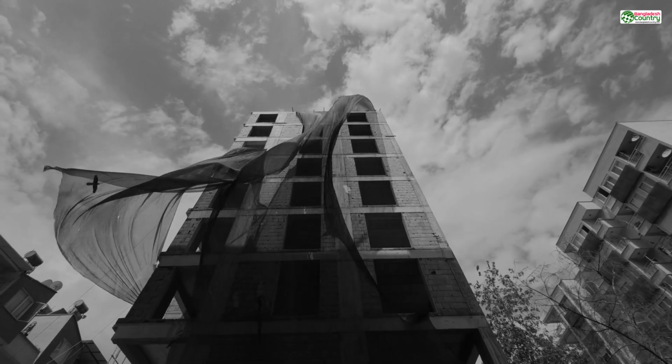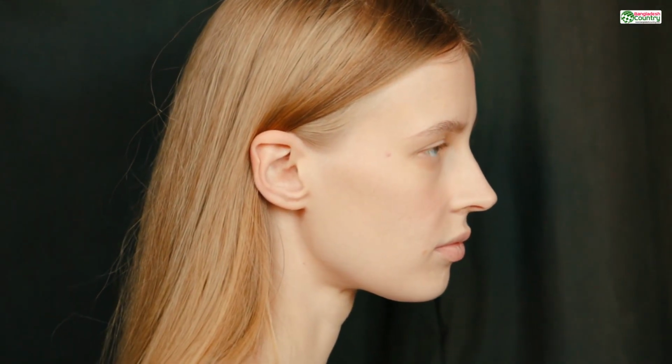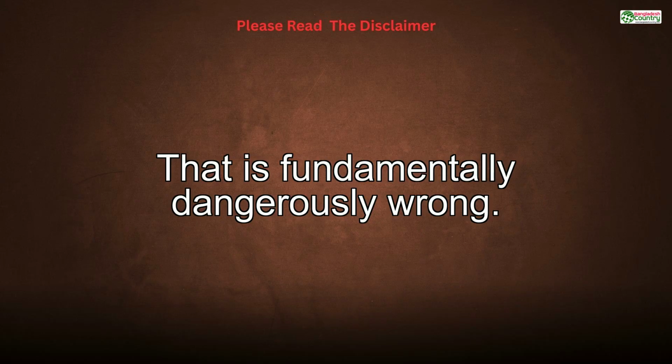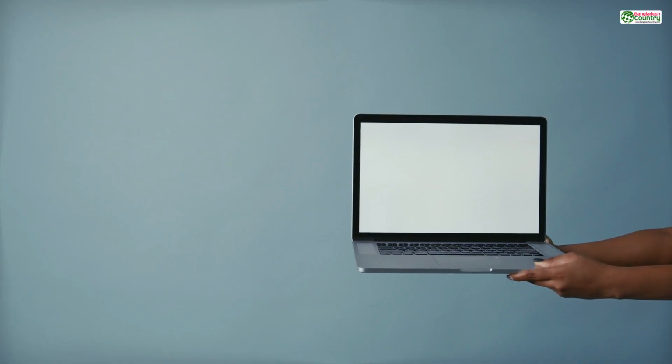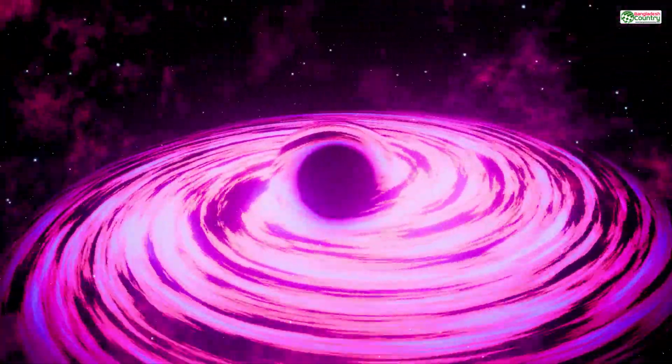And it's built on one massive lie we've all been told. That if a model looks good on your computer screen, it will print perfectly in the real world. That is fundamentally, dangerously wrong. Your computer screen is a magic box of illusions. It has no gravity, no material science, no physics.